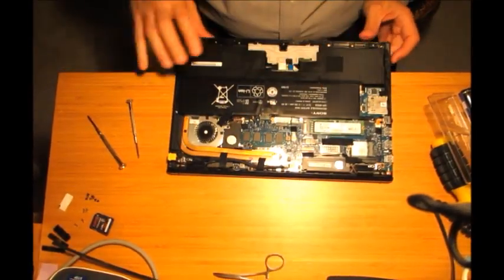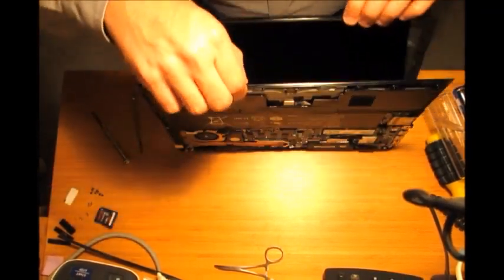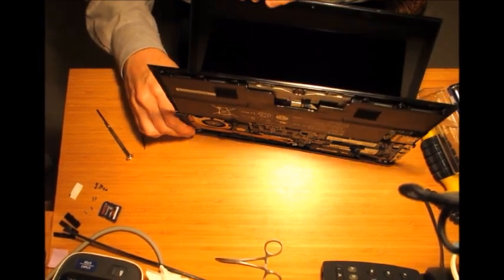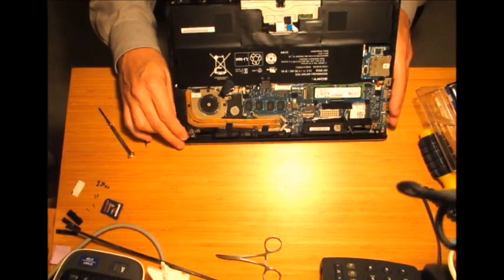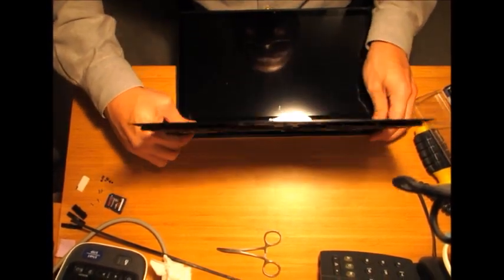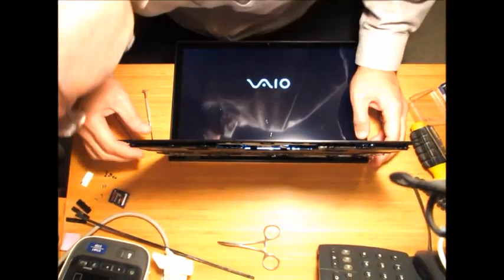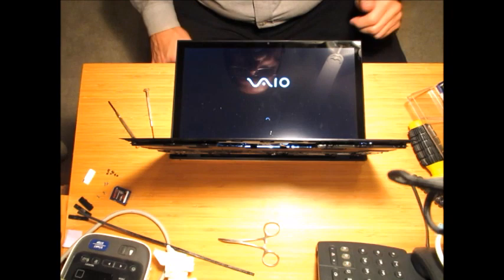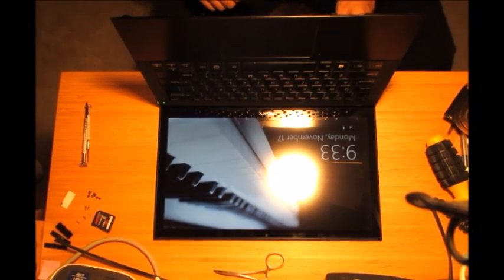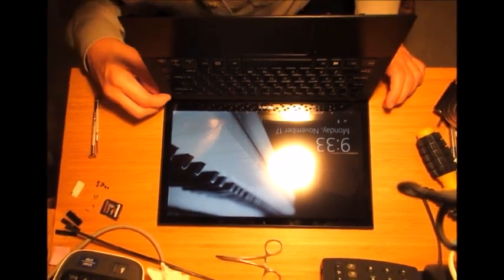Let's try that again. Okay. Jeez, that thing is not working at all. Okay, anyway, let's try to turn it on. Okay, comes on. And let's see if the fan will pop up. There we go, fan came on. Looking good. Okay, I'm gonna power that off.